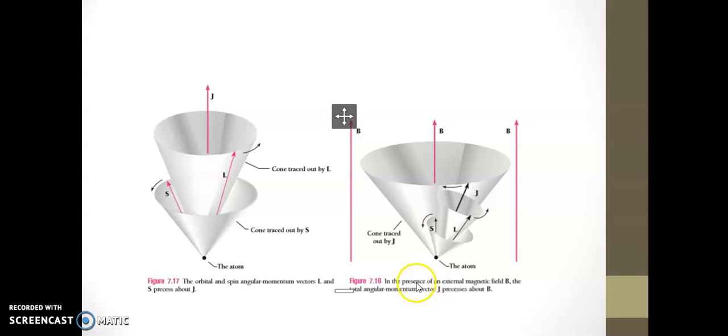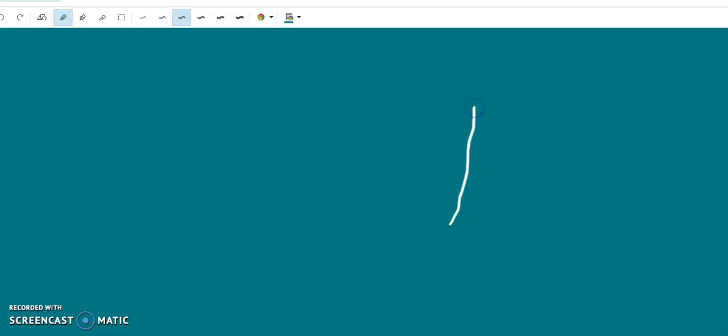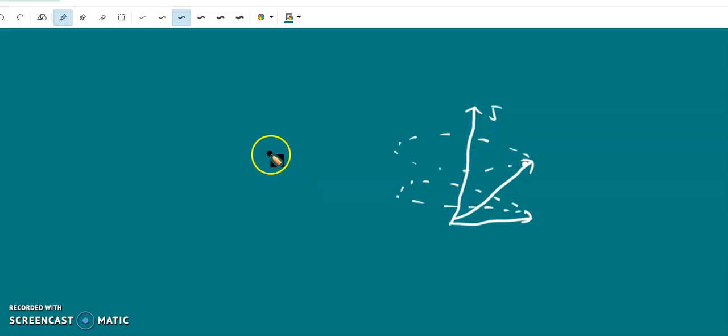So in the presence of the magnetic field, suppose we have an external magnetic field B, the total angular momentum vector J precesses around the magnetic field, while the orbital and spin angular momentum vectors precess around J. So in the presence of a magnetic field, J precesses around the magnetic field, while L and S precess around J. So we have seen that in the absence of a magnetic field, L and S precess around J. So we can find out the angle between L and S in this case.